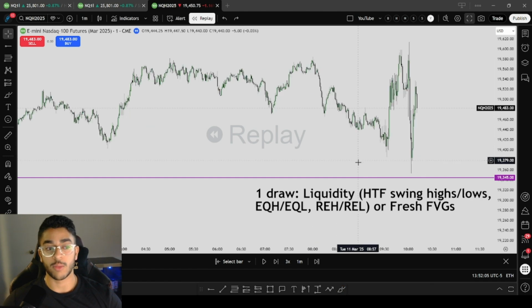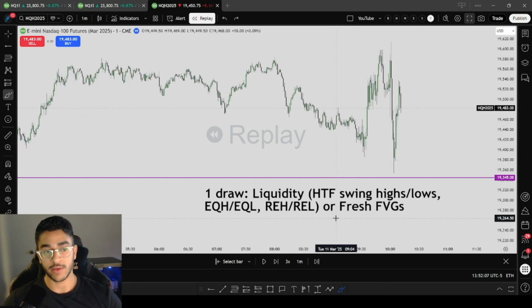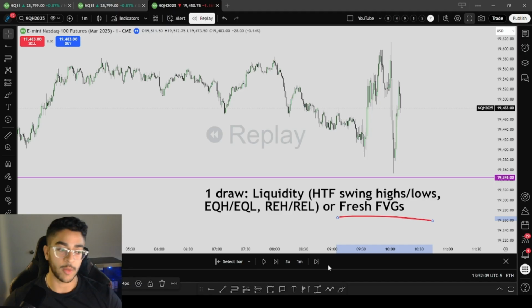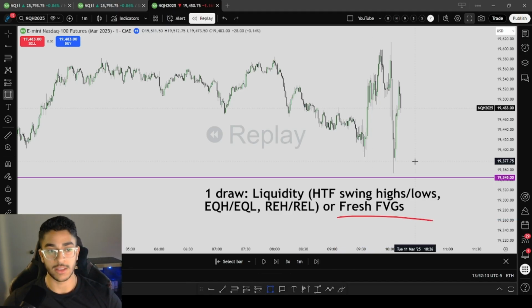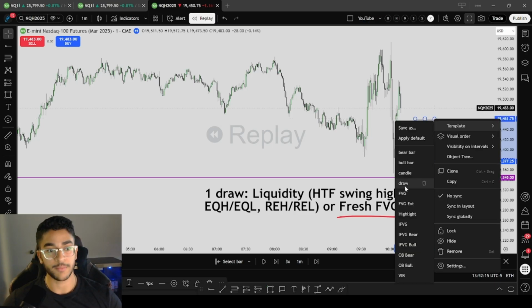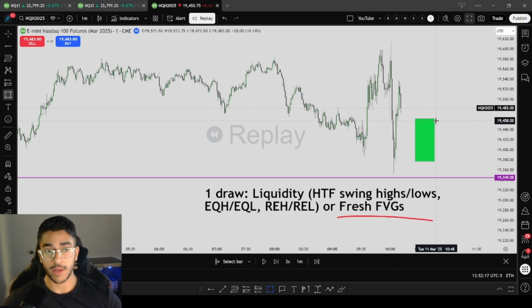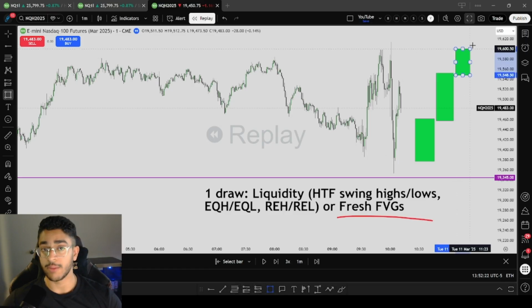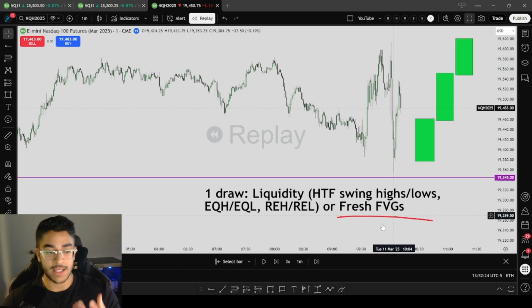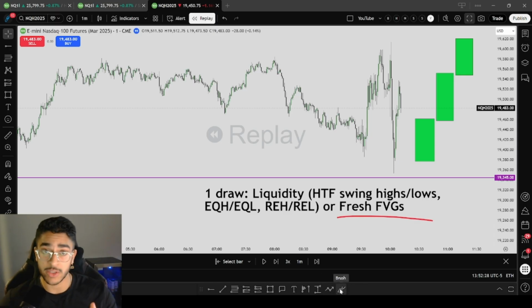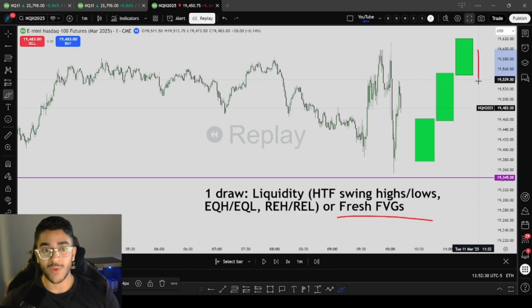Another form of draw on liquidity can be fresh fair value gaps, right? Why? Well, if you go back to our last episode, episode 4, fair value gaps are imbalances in the market, right? So let's draw one out real quick. As you guys know, it's a 3-candle pattern, 1, 2, 3. And anytime they have not been rebalanced at all, these act as a magnet. So in this case, a bullish fresh FVG can act as a bearish draw on liquidity because price wants to come down and at least tap it once, right?